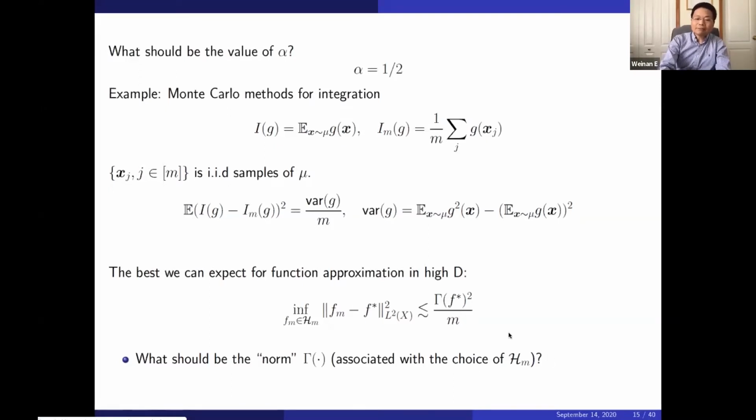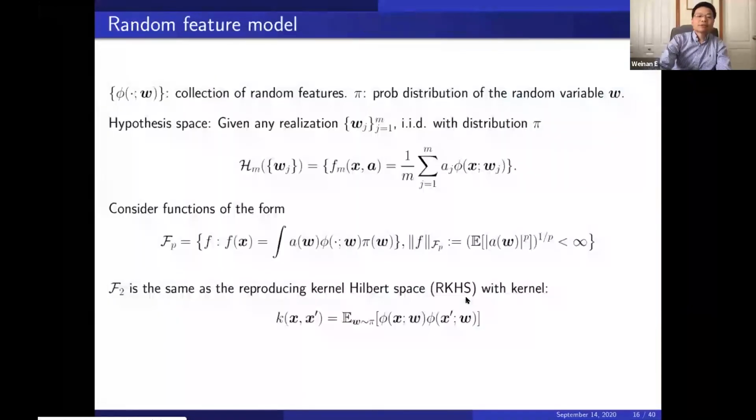For what kind of hypothesis spaces is this true? For piecewise polynomials, this is not going to be true. We know that this is not true. So for what kind of hypothesis space, say neural networks, is this true? And if it's true, what would be this norm, gamma of f star? Notice I put norm in quotation marks. So this is the next question we want to address.